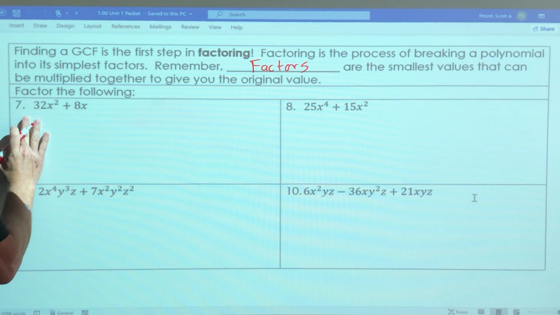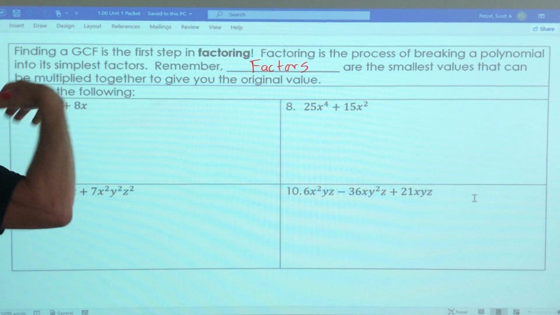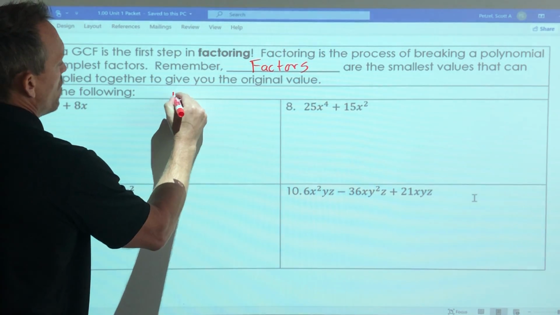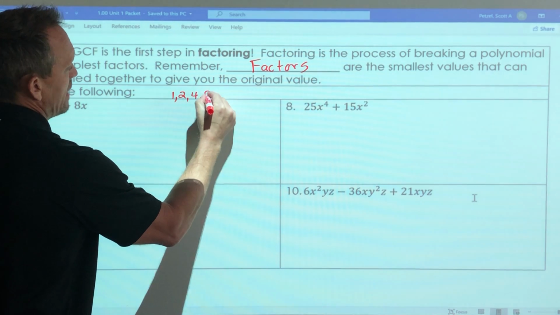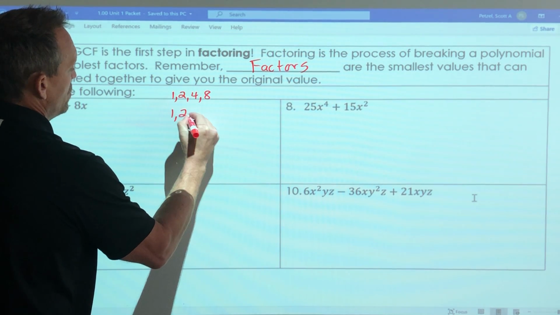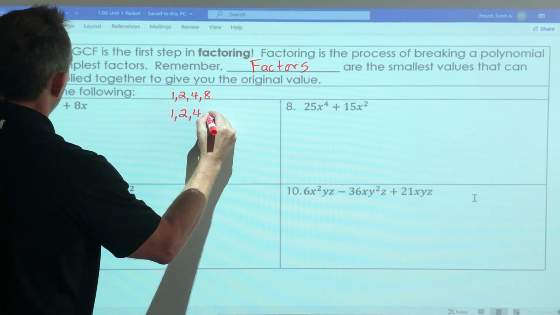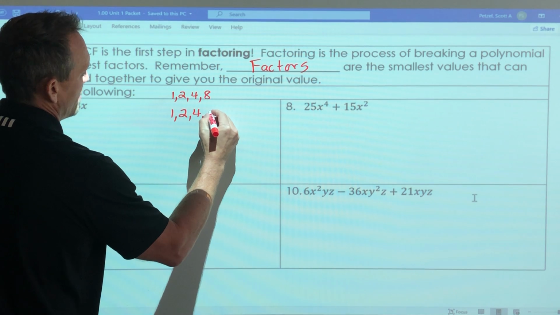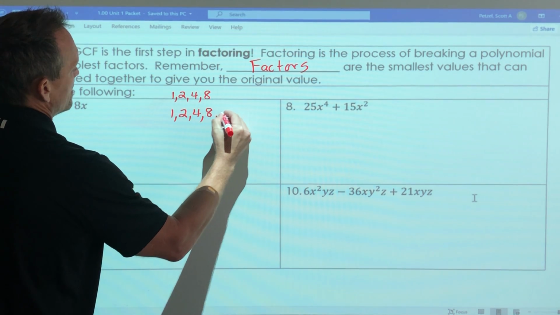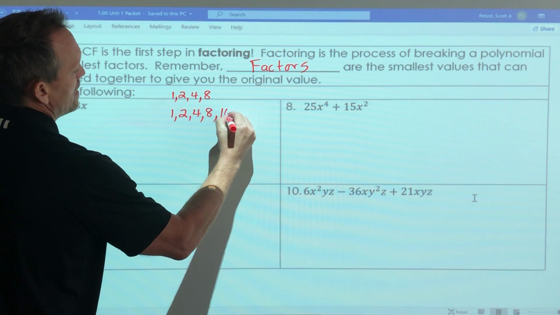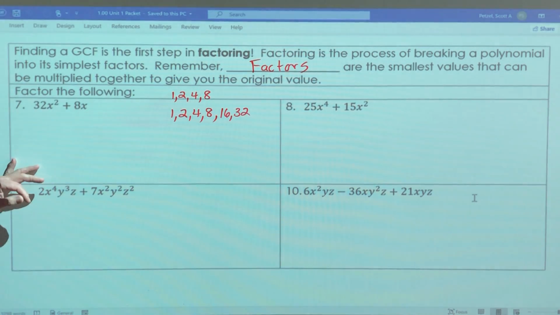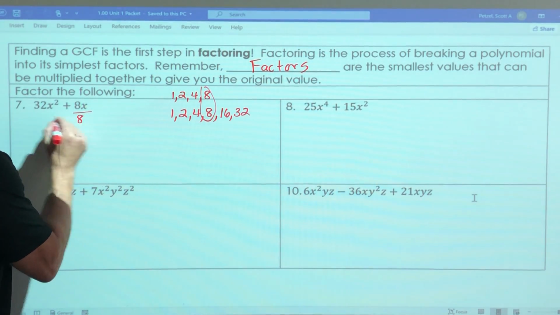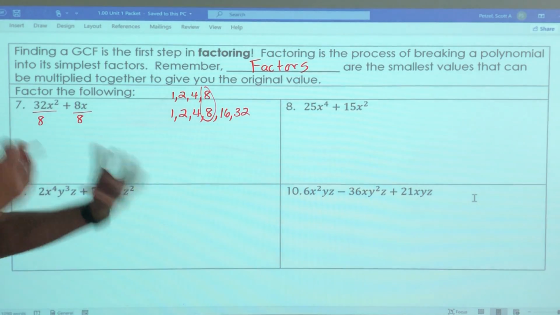So we're looking at 8 and 32. What's the largest factor they would have in common? Well, let's just do them real quick over here to the side. We'll have 1, 2, 4, and 8. And 1, 2, 4, 8, 16, and 32. There we go. There's my factor: 8. So we're going to pull that out. We're going to divide that out.